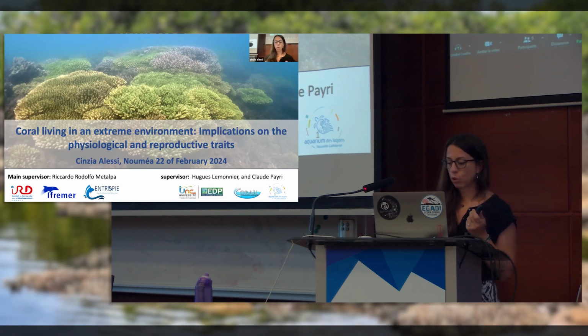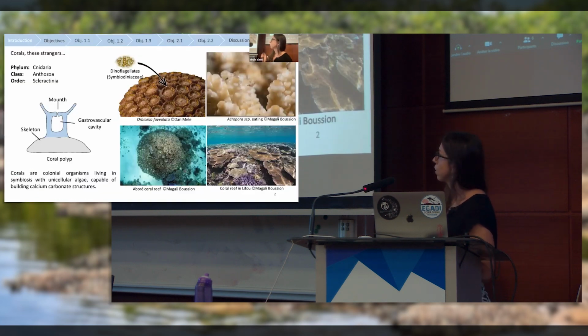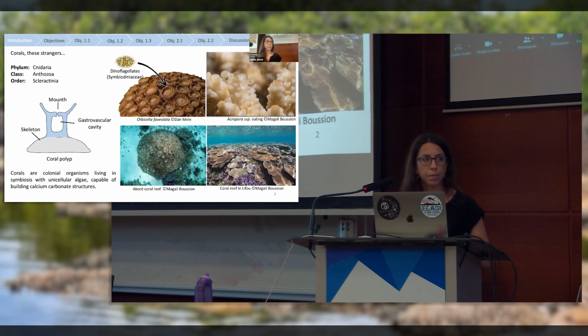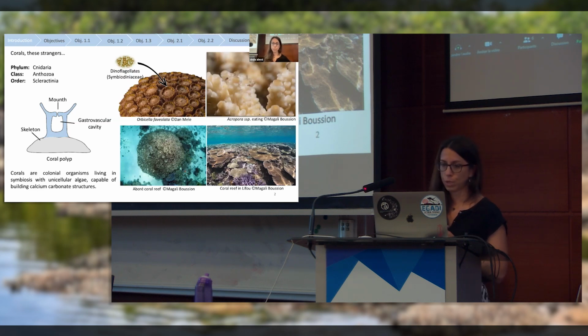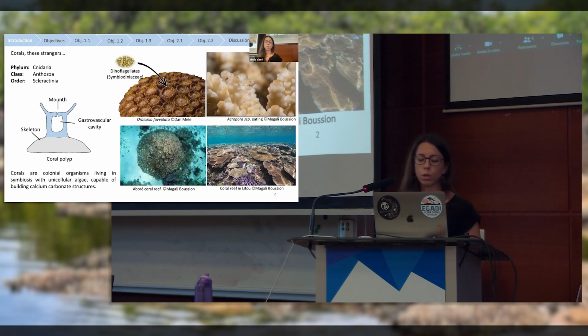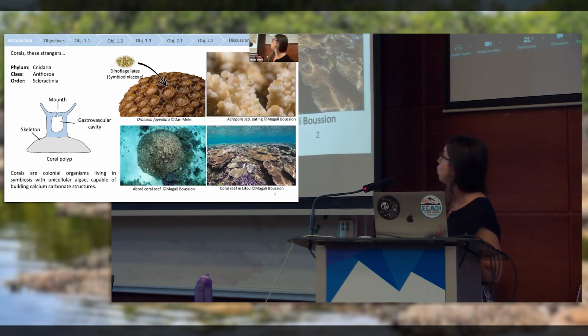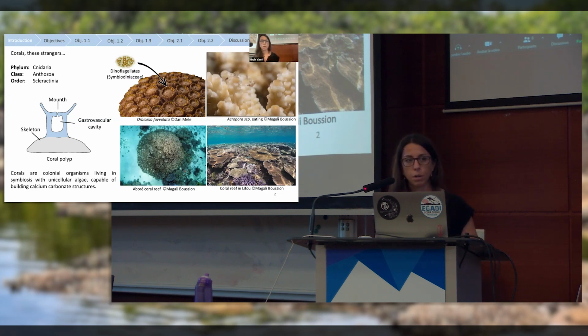So today we're going to talk about corals. Corals are colonial organisms that live in symbiosis with tiny algae of the family Symbiodinaceae. These algae are able to produce autotrophic carbon through photosynthesis that can be used by the coral. Also, since corals are animals, they are able to feed on other food sources, like in this photo of an Acropora feeding on zooplankton. And this type of carbon can be defined as heterotrophic carbon.